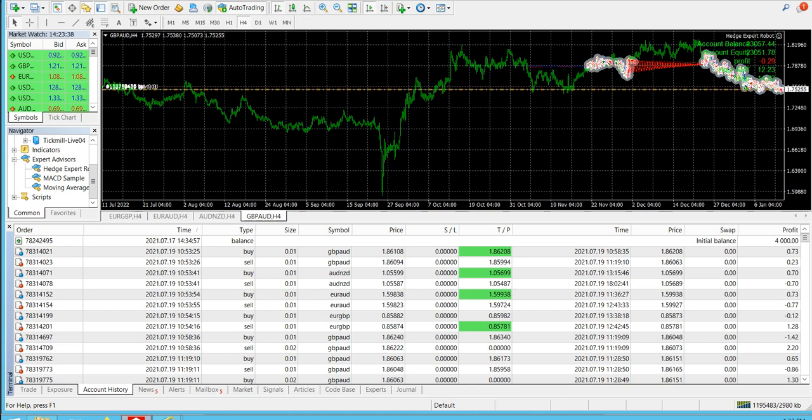The cross pairs are better. Like Euro GBP and Euro AUD, I have taken two Euro pairs together, right? So I should use some other pair, maybe NZD, or any other pair. Not two pairs of Euro together. And the same with AUD. I have taken three AUD pairs: Euro AUD, AUD NZD, and GBP AUD.